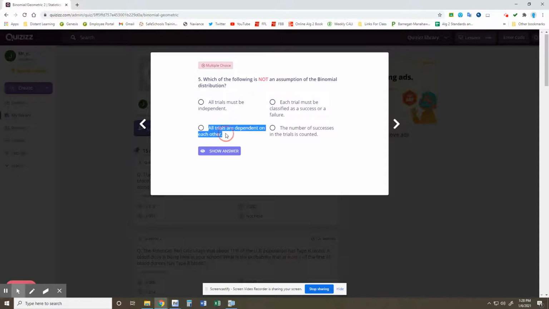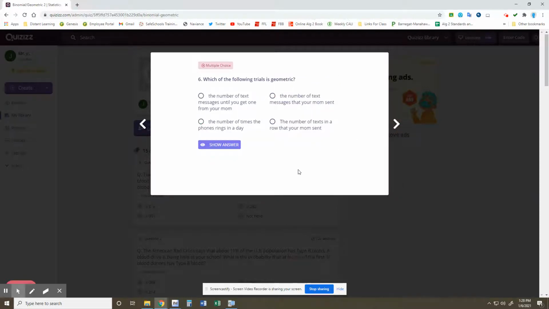All trials are dependent on each other. Now, that contradicts the first statement. That clearly should be the answer, but let's just read the last one. The number of successes in the trials is counted. Well, yes, of course it is. This is the only one that is not an assumption.